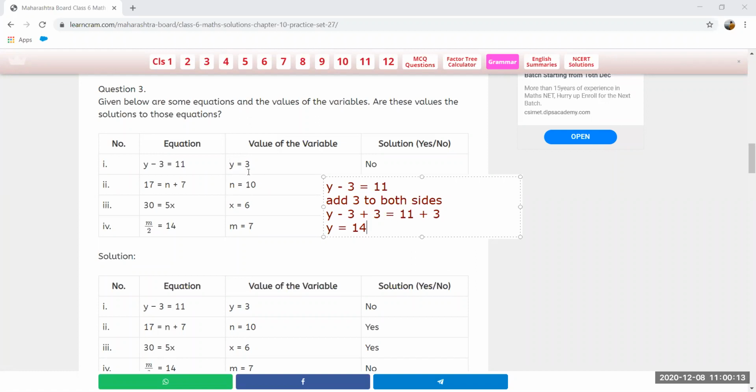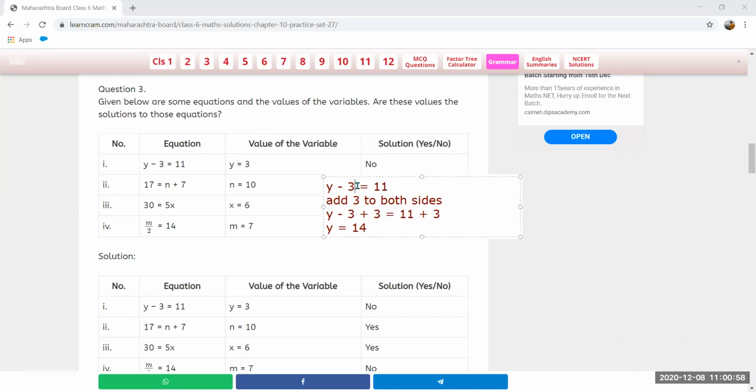But what have they given in the answer? y is equal to 3. That means the solution is yes or no? The answer given is yes, means right or wrong. So this is wrong. That means here y is equal to 3 is not the solution of the given equation. What would be the solution of the given equation? y is equal to 14 is the solution of the given equation. But the answer given is 3, and our answer is 14. So here the solution is yes or no? No. Absolutely no, because we got the value 14.